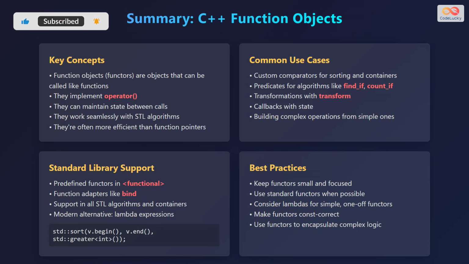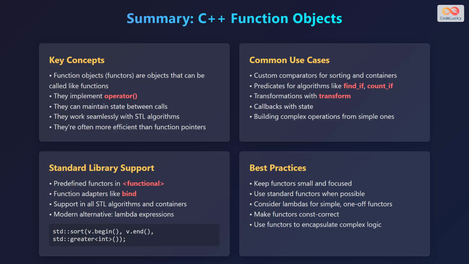Let's quickly summarize what we've learned about C++ function objects. Function objects or functors are objects that can be called like functions. They achieve this by implementing the operator parenthesis. They can maintain state between calls, work seamlessly with standard template library algorithms, and are often more efficient than function pointers. They're commonly used as custom comparators for sorting and containers.